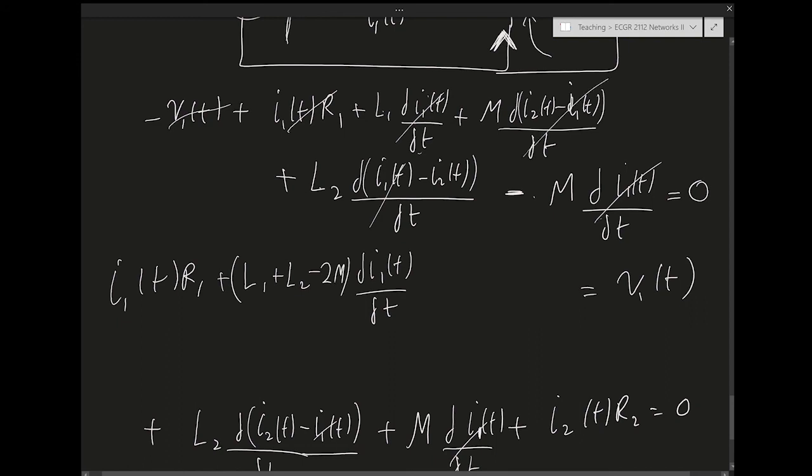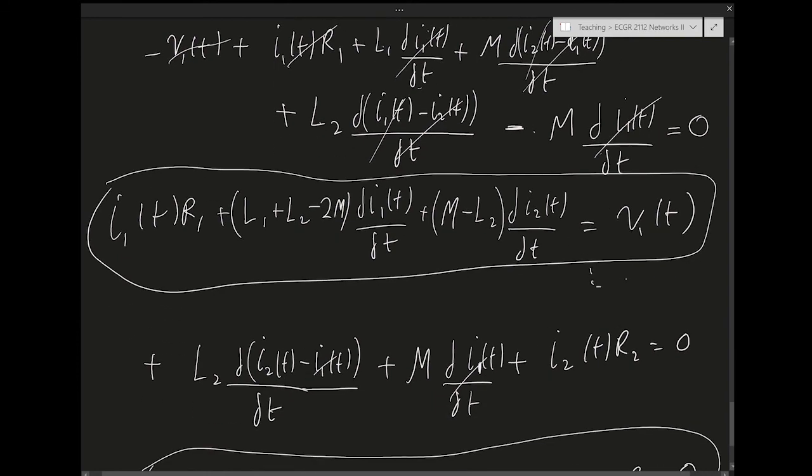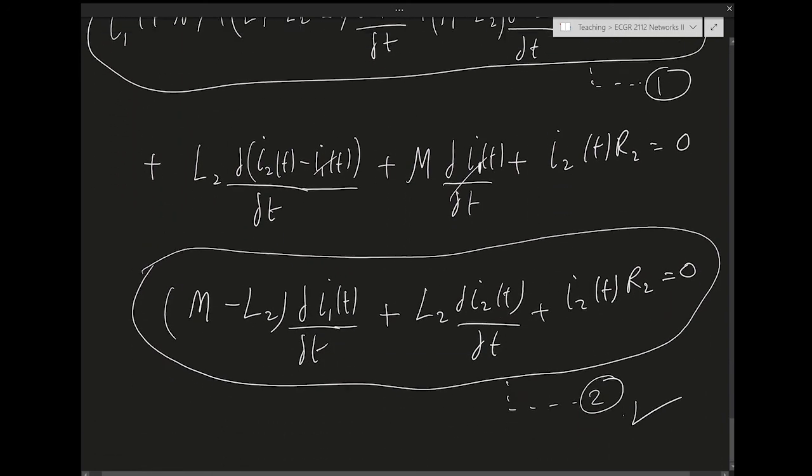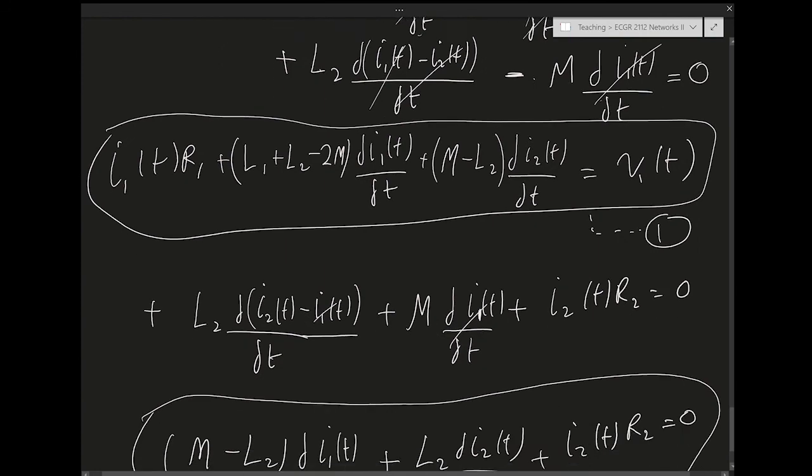I have this, okay? And then I have di2/dt. So I have this term, which is M, and then minus L2, and that's it. And that's only di2(t)/dt. So this is mesh equation, the correct mesh equation number 1, while this is mesh equation number 2. Yeah, sorry about that. All right, so let's do another example.